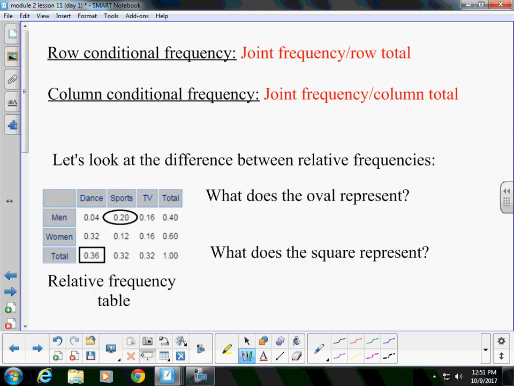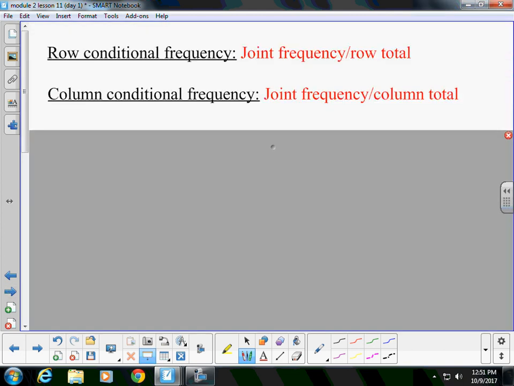Okay, next I just want you to write down how it is that you get your row conditional frequencies and your column conditional frequencies. For row conditional frequencies, you divide the joint frequency, the number inside the table, by the row total. And for column conditional frequencies, you take the joint frequency, the number inside of the table, and divide it by the column total. So you should be writing down what's in red.